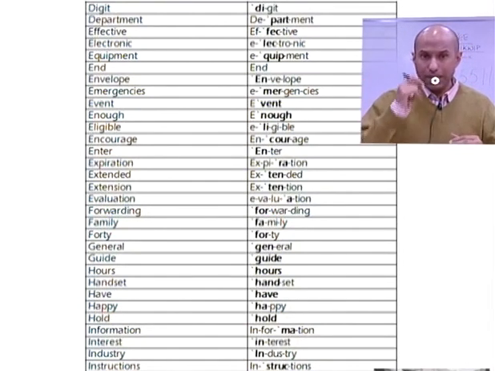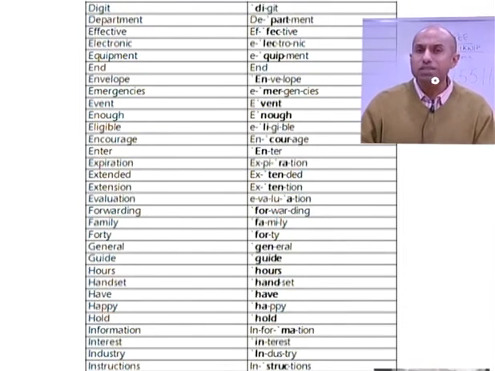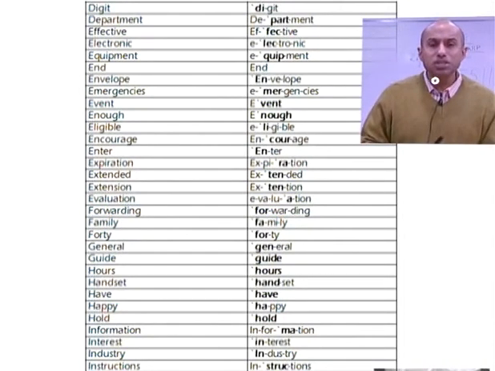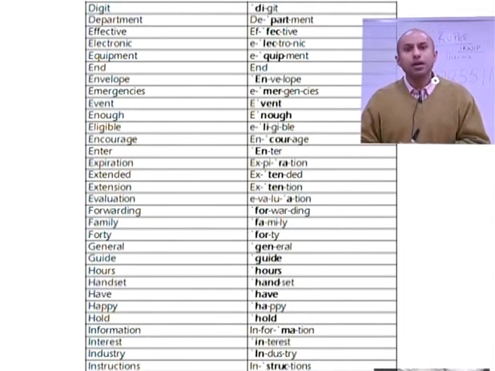Emergency. Yes, it's a word that we'll need to practice a lot to get correct for ourselves. Emergency. Okay.